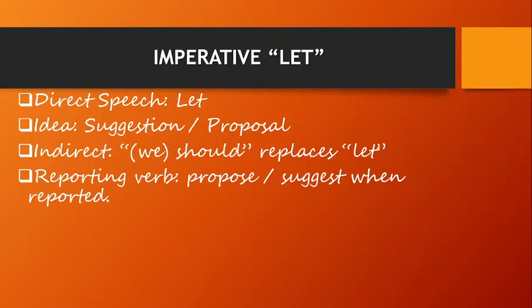When we are doing imperative sentences, we can use so many reporting verbs in indirect speech. But when we are doing imperative sentences which start with let, we use propose or suggest to zoom in on the idea of suggestion or proposal as hinted by the word let. So the reporting verb changes to propose or suggest when we are reporting it.